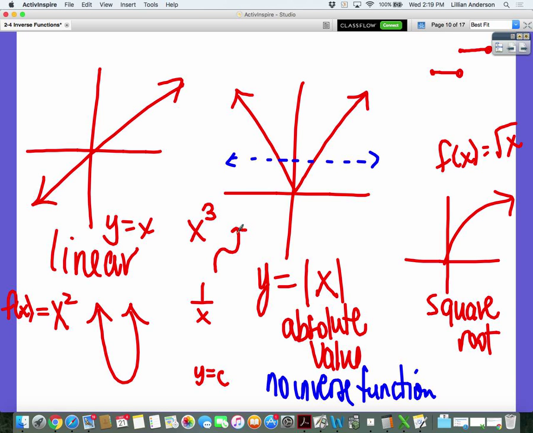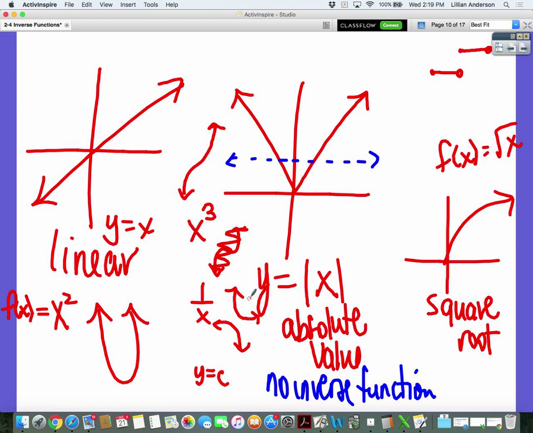Cubic looks like this, and I know I'm all over the place on the screen. Is this one-to-one? Yes. Now the way I graphed it was completely wrong. The real cubic function looks like this. This is one-to-one, passing vertical and horizontal line tests.